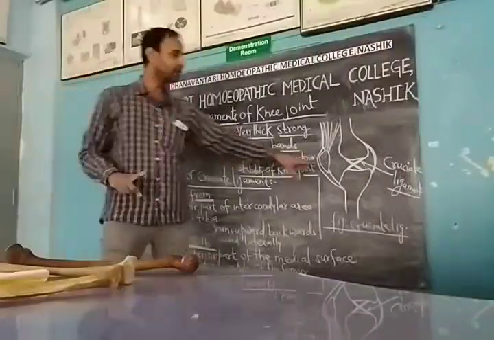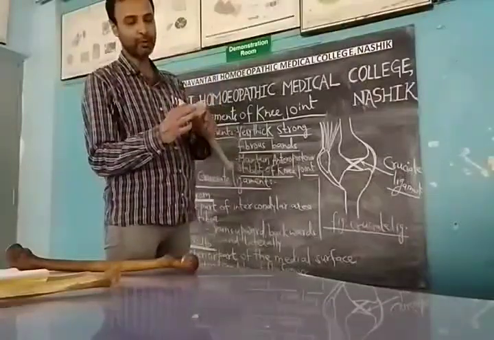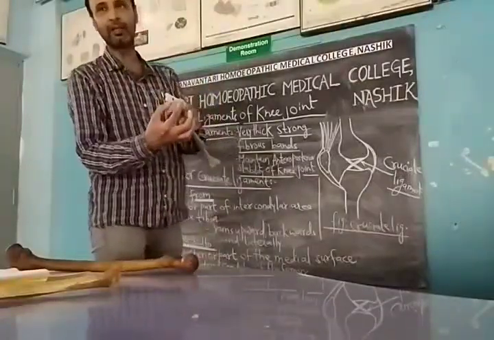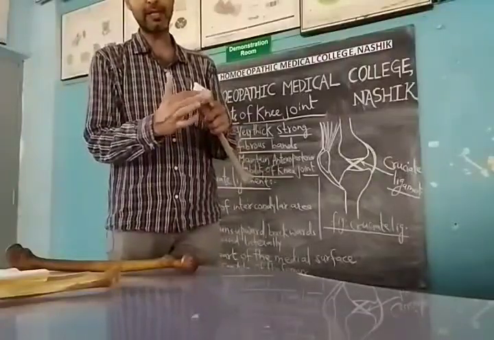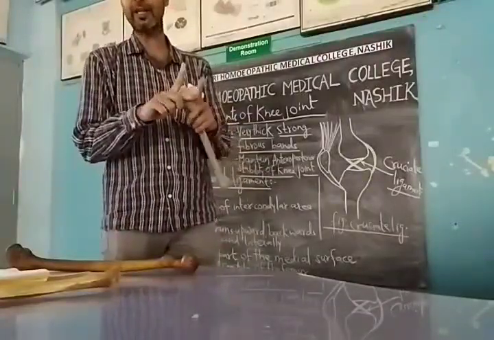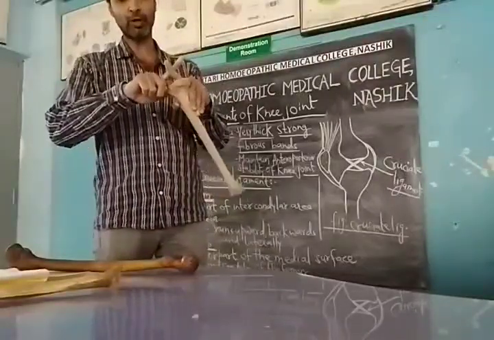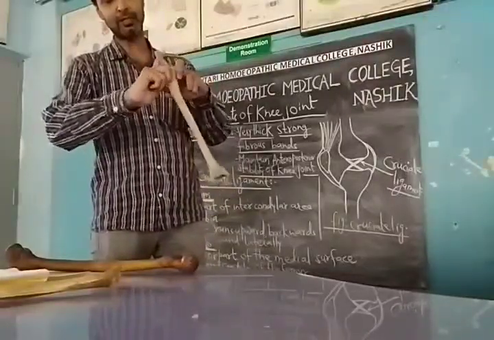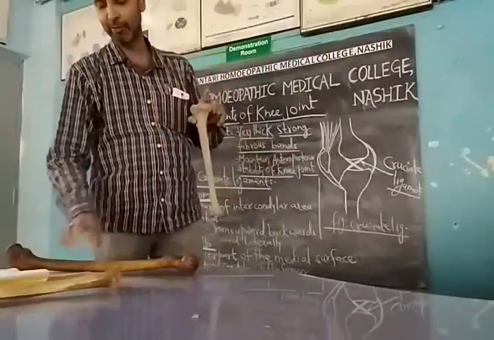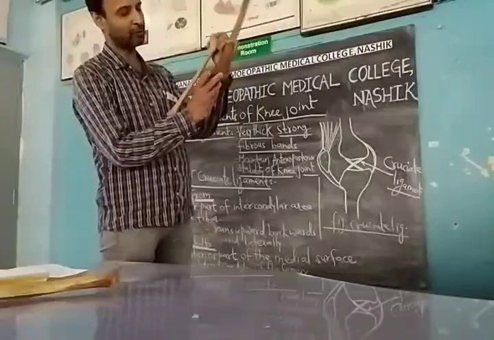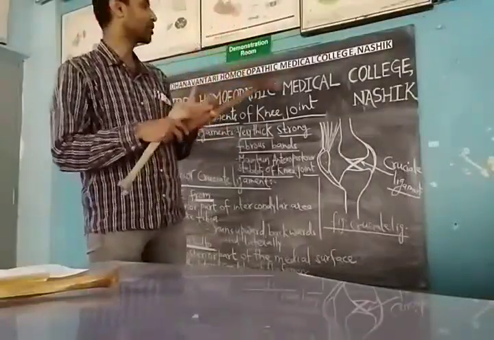They arise from the intercondylar area. These are the two condyles of the tibia, and the central, middle part is the intercondylar area. This is exactly in the center of the knee joint. From this intercondylar area they cross and attach to the condyles of the femur. That's the reason this is a cruciate ligament.